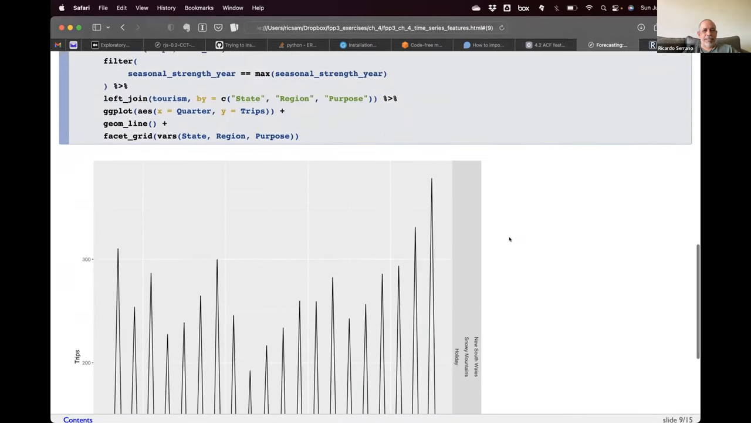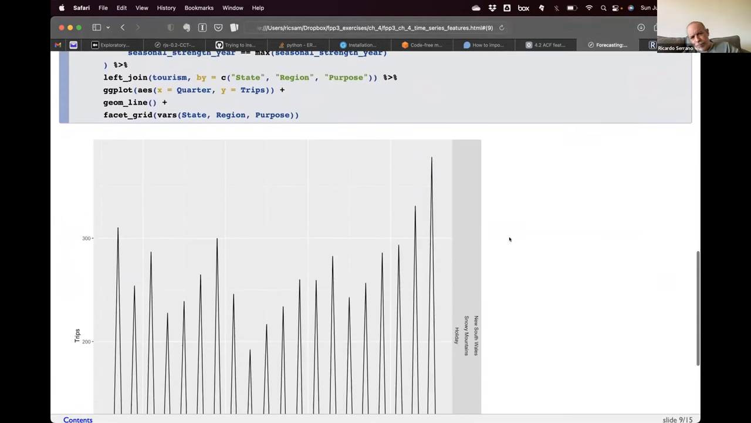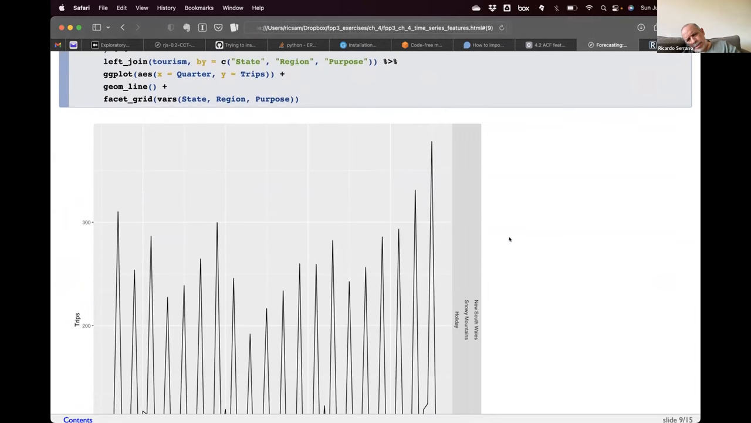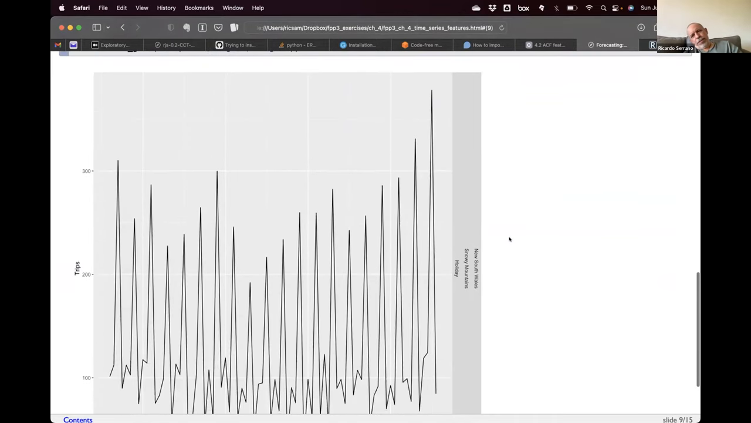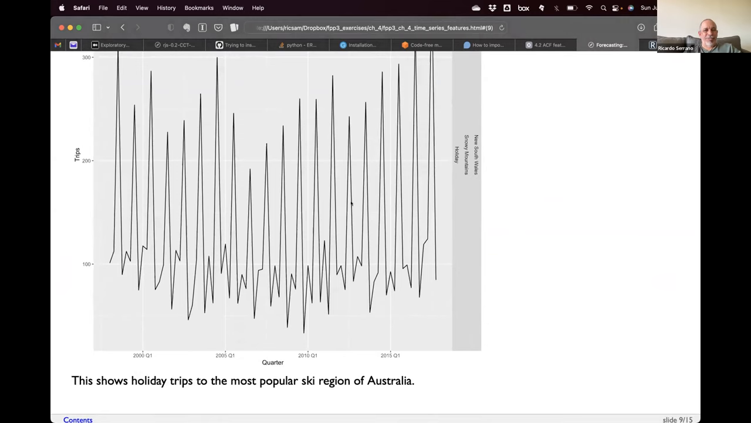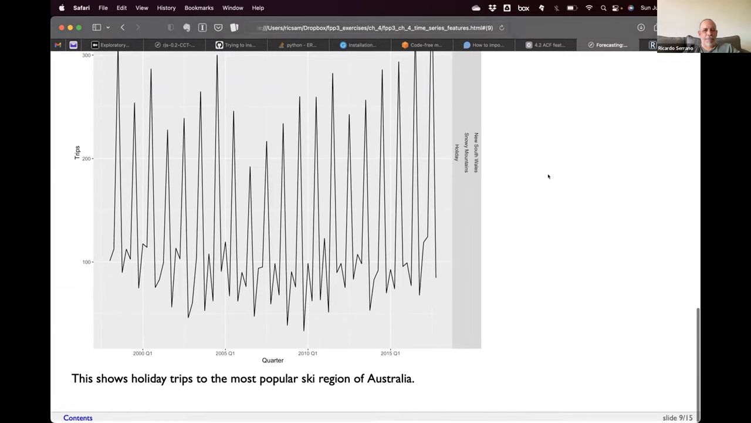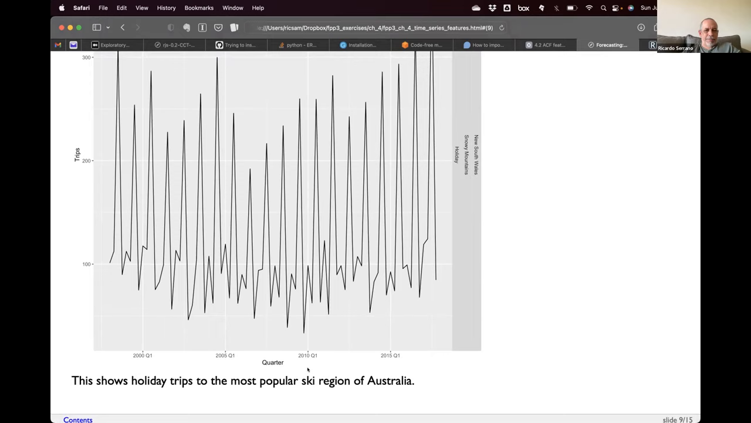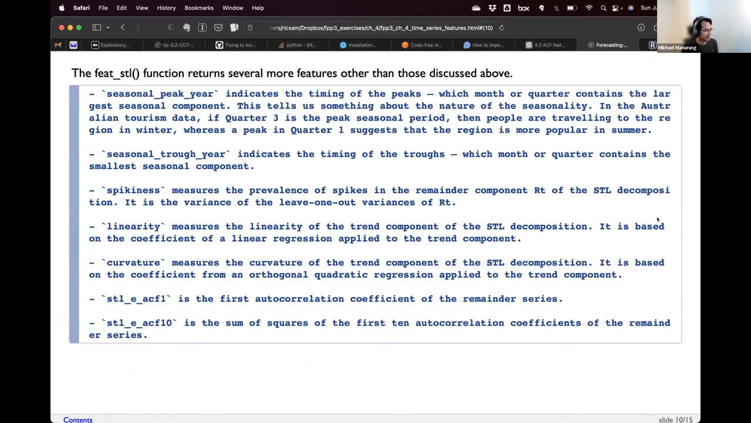Okay, and this is an example of holiday, Snowy Mountains, New South Wales. I had to read it this way because it was vertical. As you can see, it has a very, very strong seasonal component, those ups and downs. And then you also have an interesting trend: it goes a little bit down and then it goes up. So this shows the holiday trips to the most popular ski regions of Australia. As a matter of fact, ski region, that means it snows in Australia, huh? That's a good thing to know. Because usually what you think of Australia is hot weather, and forest fires, unfortunately. Right, right.